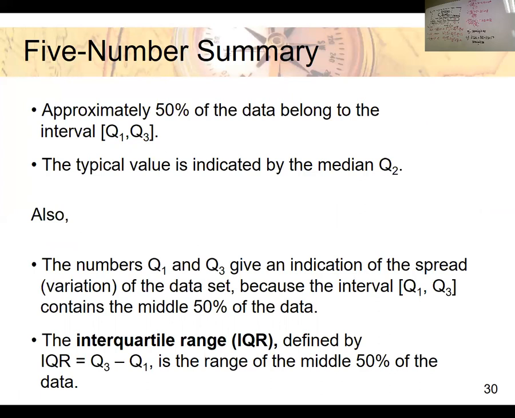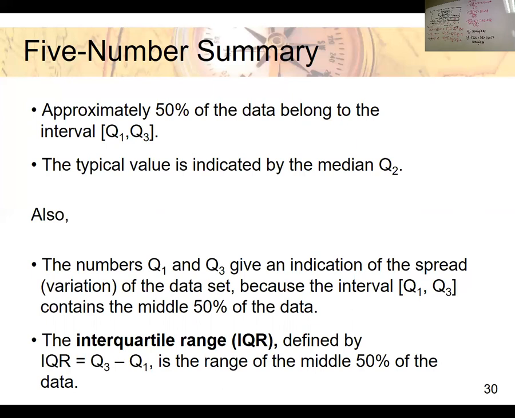And approximately half the data belong to the interval Q1 to Q3. The typical value is indicated by the median, Q2. Now, also the numbers Q1 and Q3 give an indication of the spread or the variation of the data set, because the interval Q1 to Q3 contains the middle 50% of the data.